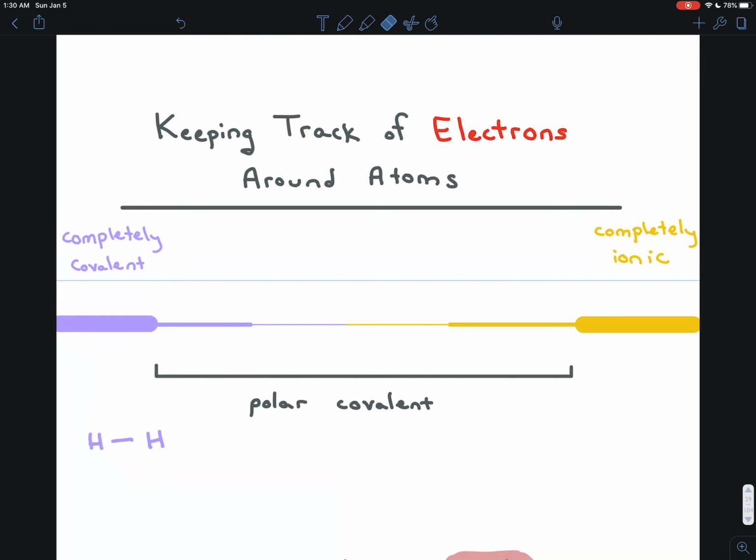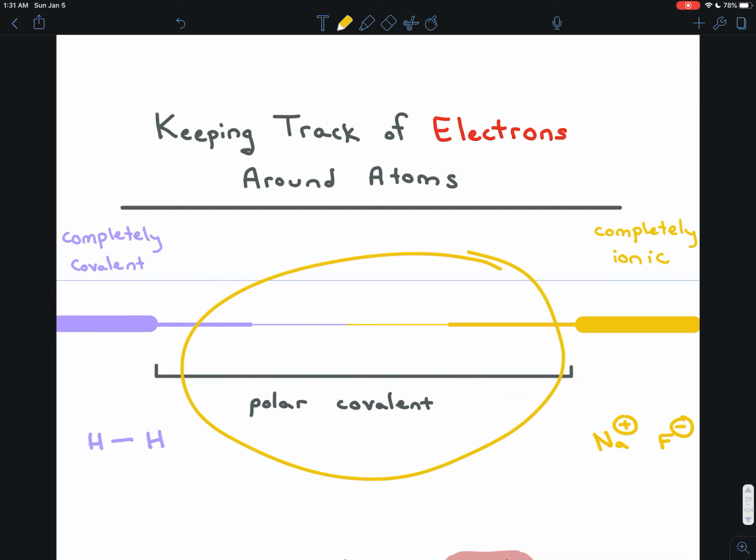On the other hand, something that was completely ionic, that's where the differences in electronegativity were so big that only one of the atoms ever had the electrons at any given time. So for example, if you had sodium, fluorine is so much more electronegative than sodium that it just steals the electrons from it, and it doesn't share them at all in any way. Now those are extreme cases. Most of the bonds that we see, especially in organic chemistry, lie somewhere in between.